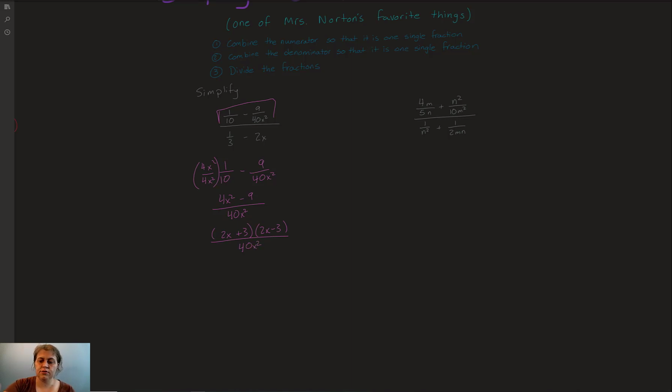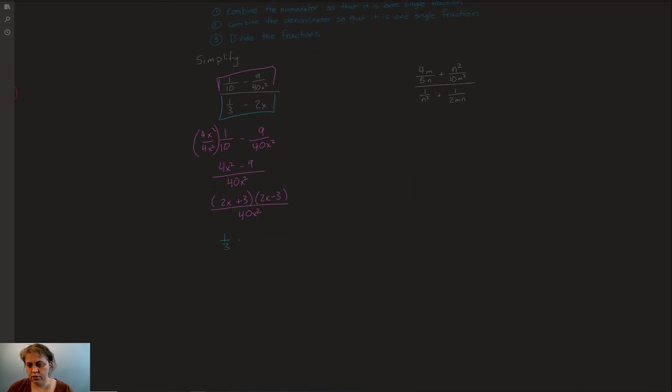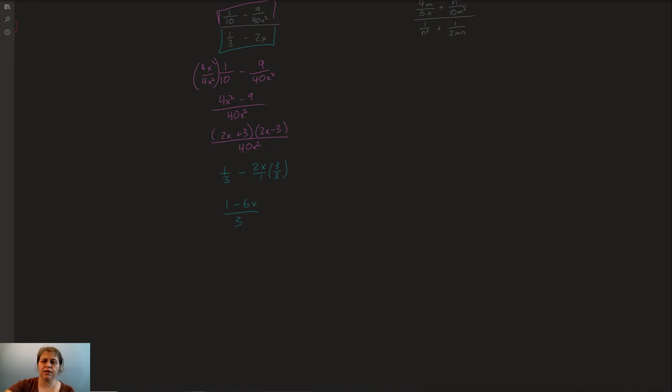All right, let's do the bottom in blue. So 1/3 minus 2x. Remember that anytime you see something with no denominator, it's just hiding the denominator, which is 1. So we're going to multiply this by 3 over 3. And that gives me 1 minus 6x over 3. And there's nothing there I can factor. Nope. There is nothing there that I can factor. I feel like I messed this one up when I copied it down. But oh well, we're just going to move on with life.